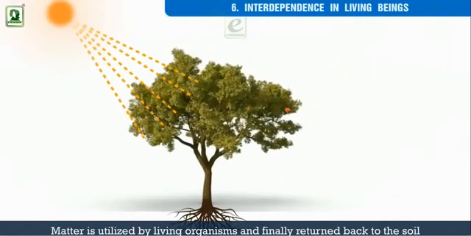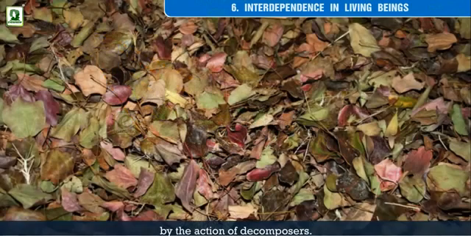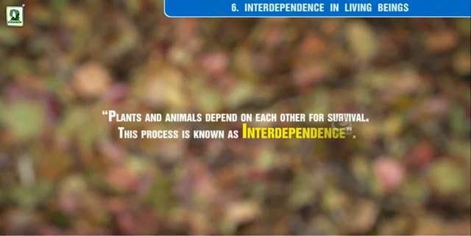Matter is utilized by living organisms and finally returned back to the soil by the action of decomposers. In simple words, we can say plants and animals depend on each other for survival. This process is known as interdependence.